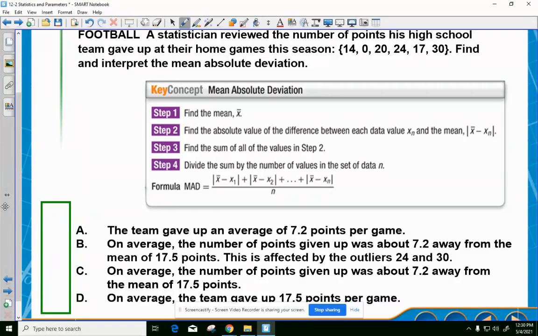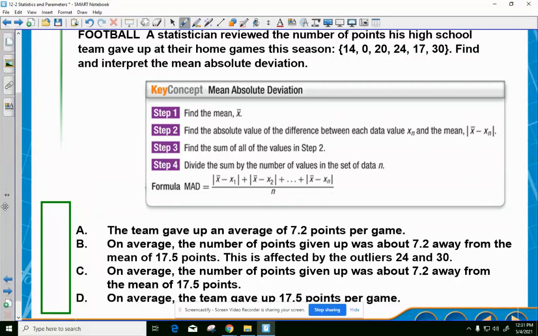All right, so my average is 17 and a half. How far away is 20? It is, Bella, 2.5. The next one is 24. How far away is that from 17 and a half? 6.5. Yep. And then the next one, they gave up 17. That's almost right on the average. That's only off by 0.5. And then lastly, 12.5. That's how far it was away from 30. Okay. So 3.5, 17.5, 2.5, 6.5, 0.5, and 12.5. Those are all my numbers. That's how far away I was from each one.